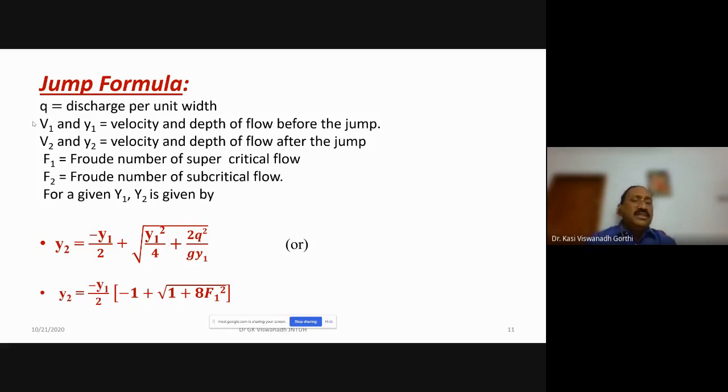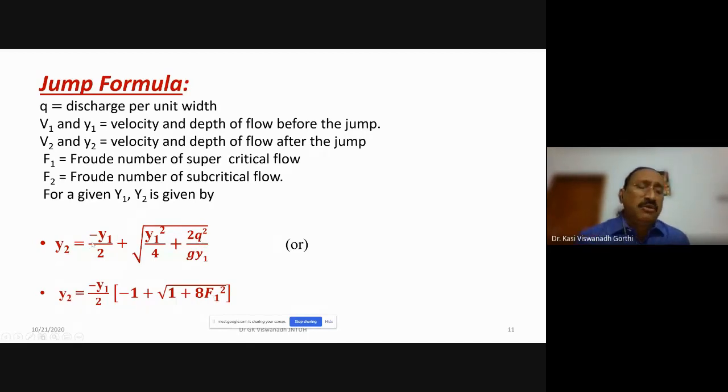And small q is the discharge per unit width. Froude numbers are like F1, F2 or FR1, FR2 as per the convenience we may use. F1 is the Froude number for the supercritical state of flow, and F2 is the Froude number for the subcritical state of flow. So for the given values of the initial and sequent depths Y1 and Y2, they are related in terms of the discharge small q per unit width, also the initial Froude number FR1.